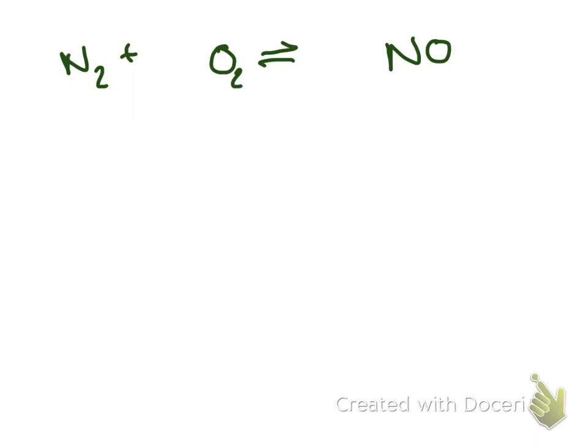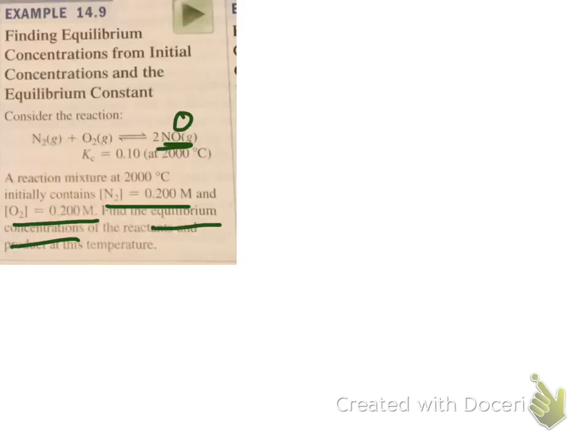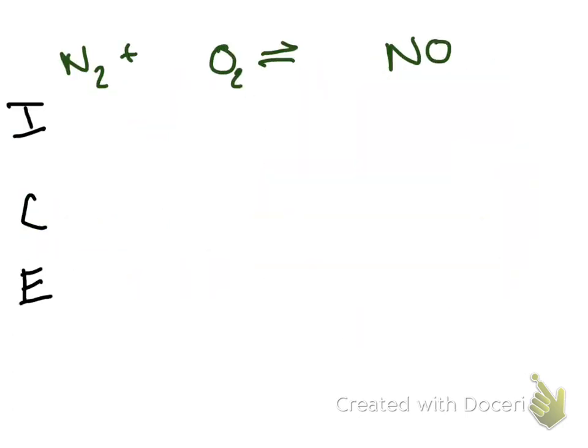So we are going to create an ICE table. The word ICE, I-C-E, in this case stands for initial. So I is our initial concentration, C is our change in concentration, and E is the concentration at equilibrium. So it's initial, change, equilibrium. When we go back to the problem, it tells us that we start out with 0.2 molar nitrogen and 0.2 molar oxygen, and it doesn't indicate that we start out with any of our product, so we're going to assume 0 molar nitrogen monoxide.